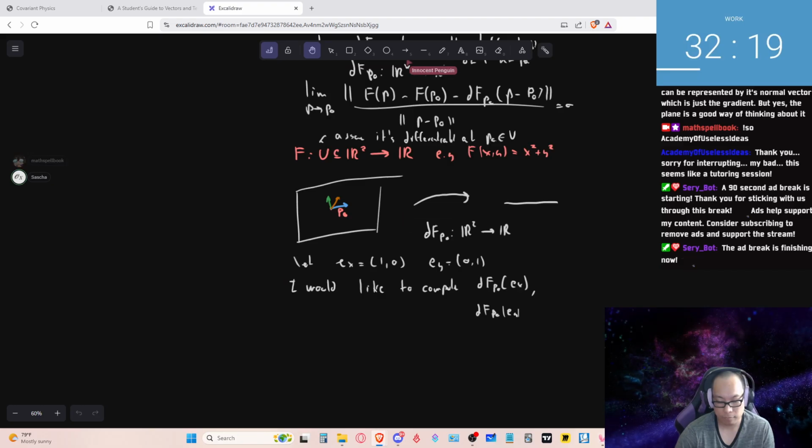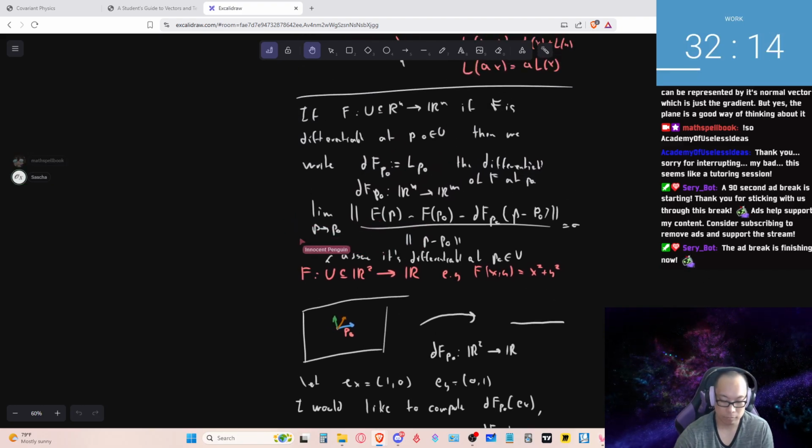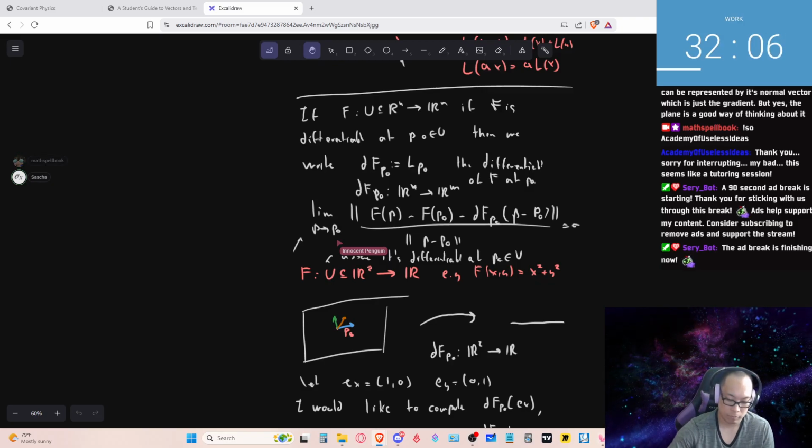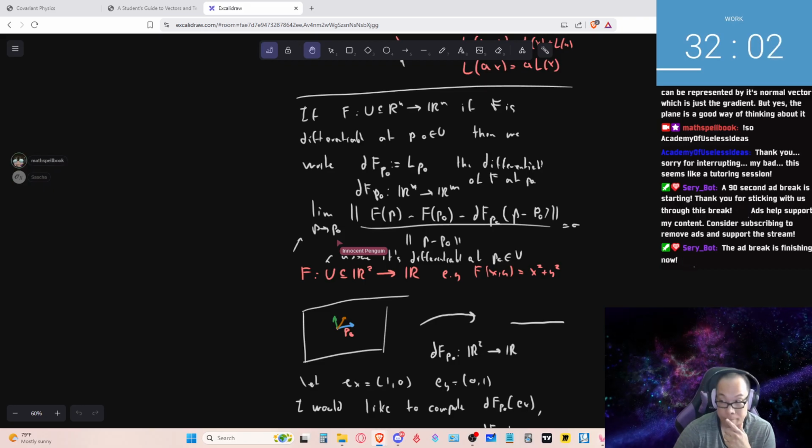So what we're gonna do is, here I said that, if we go back to the definition of differentiable, we have a limit, and this limit basically tells you that if you make p close enough to p0, you must have the following equality hold, right?